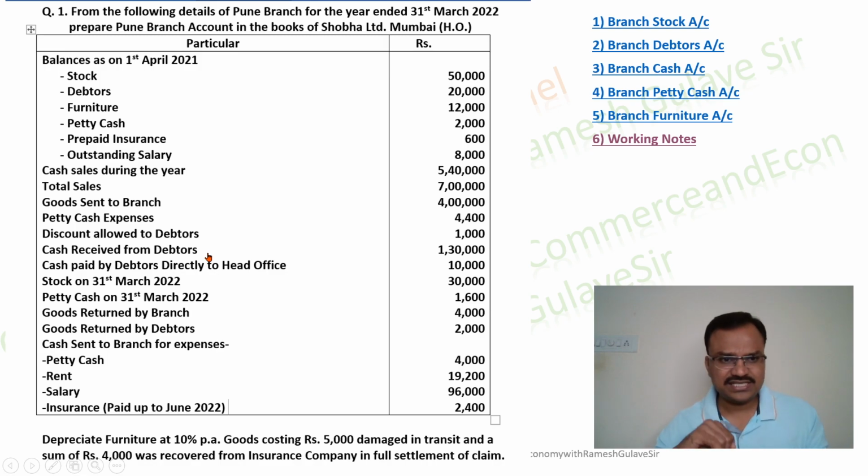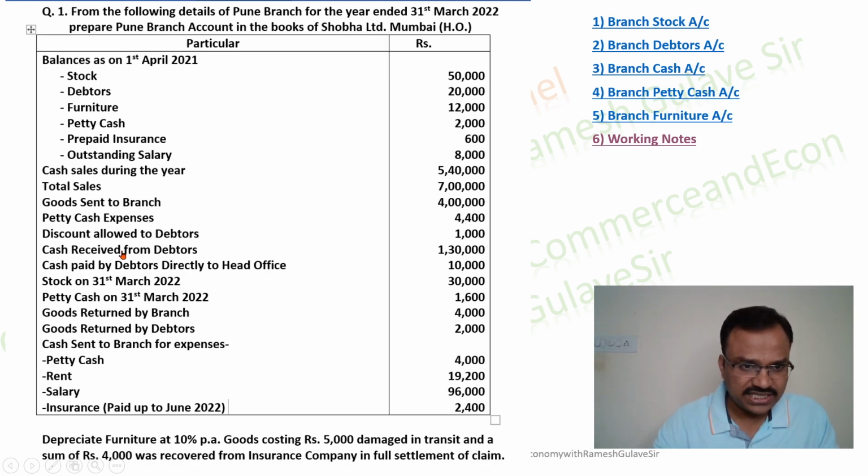See, this cash received from the debtors is recorded in the debtors account and branch cash account, because we are receiving the cash from debtors, and as cash is coming in the business, so it will be recorded in the cash account also. Okay, so cash received from debtors is recorded in the branch debtors account and branch cash account.